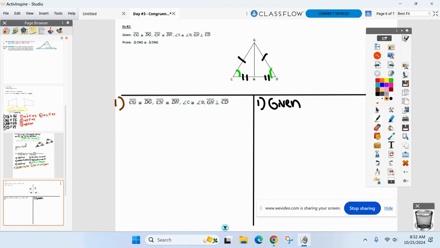Okay, good. My diagram's missing the right angle symbols. I just want to make sure people were putting those on. Now, hey, watch. Just because I'm putting them on my diagram doesn't mean that's in my proof. Okay, so just a heads up there. Just because it's marked on your diagram doesn't mean it's in your proof yet.